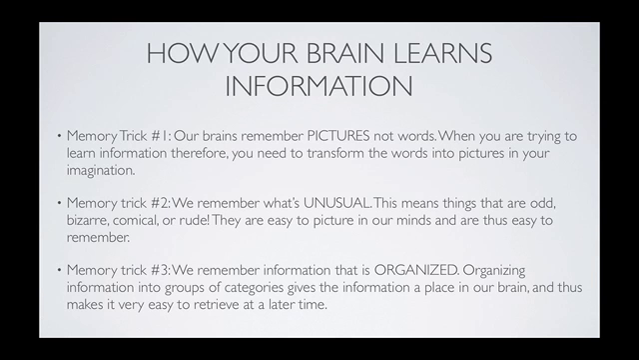Memory trick number 3 is that we remember information that is organized. So organizing information into groups of categories gives the information a place in our brain, and thus it makes it very easy to retrieve at a later time. Now most people, when they try and learn information, they just gather all these facts and they try and repetitively repeat the facts, whether in speech or in writing or whatever, and then all these facts go into their brains. But if there's no actual place for those facts and that information, it's just going to be forgotten very easily.